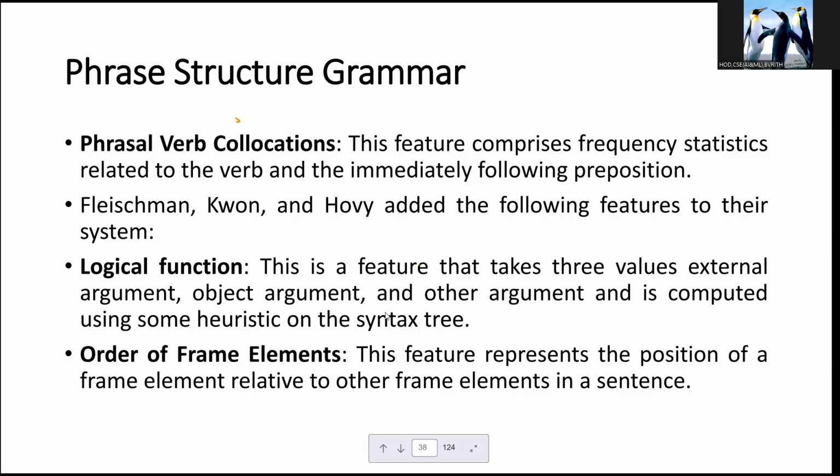Okay. And similarly, the next feature is order of the frame elements. A frame is nothing but a combination of the words. So how is the order of a frame created? That is the position of the element in the frame, which gives us the order of the frame elements.